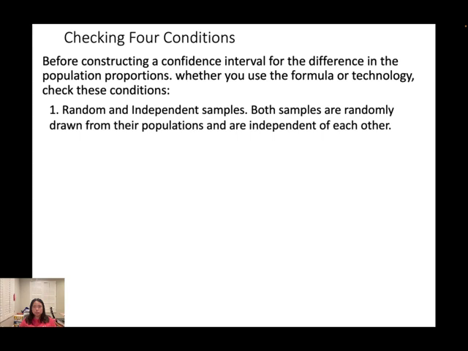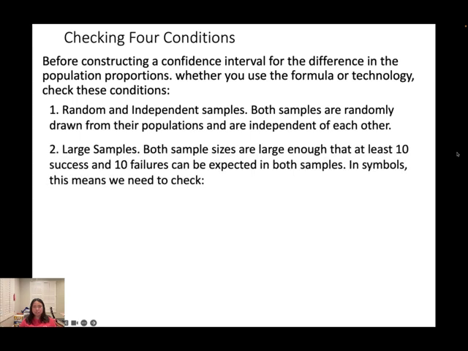Before that, you need to check the 4 conditions. First one, random and independent samples. Both samples are randomly drawn from their populations and are independent of each other. You can't draw the sample from the previous populations. Second, large samples. Both sample sizes are large enough that there are at least 10 successes and 10 failures. Same idea, same formula here. You just need to separate the two of them, population 1 and population 2. It has to be greater than or equal to 10.